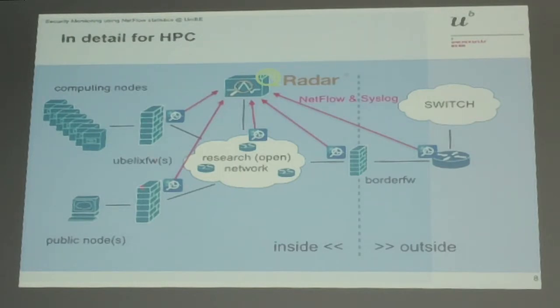We have the firewalls in front of the computing nodes and the public nodes. We collect netflow and syslog data from those. We collect netflow and syslog data from the routers in the core, and also from the border firewall and the router in the outside network. So we can actually see if an attack comes from the outside and goes through the network, we can exactly see which path it took, and also where it was blocked or whether it went through.